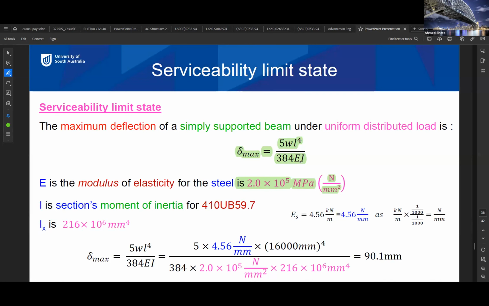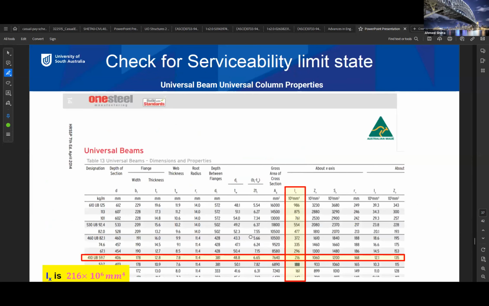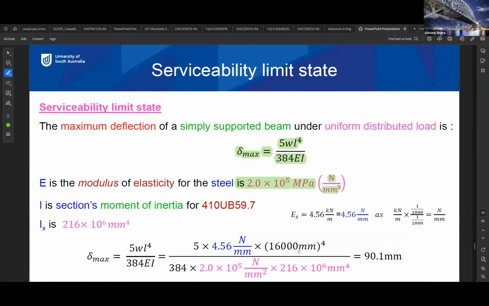We get I from the capacity table, like here. So using the section we got, for 110 559.7, it's 216, so 216 times 10 to the power 6. This is I. So this is what we need to get from the table only: I for the selected section, and E. Then 5 times 4.56 newton. The good thing is kilonewton per meter is equivalent to newton per millimeter, so we don't need to do anything for the load.